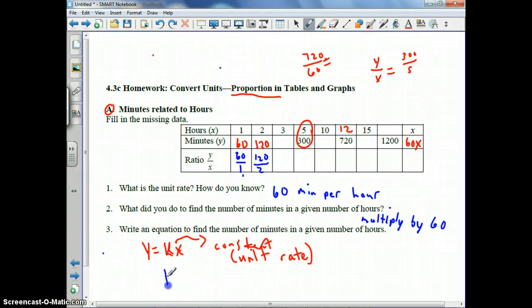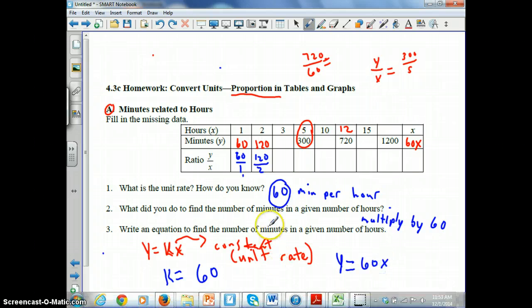So what's the unit rate? What does k equal? We found it up here. What's the unit rate? 60. Wrote it there, 60. So the equation is y equals 60x. And if you notice, we already had half of that right there. Any questions? No, it's an x, I'm sorry. I'll rewrite it. Any other questions?